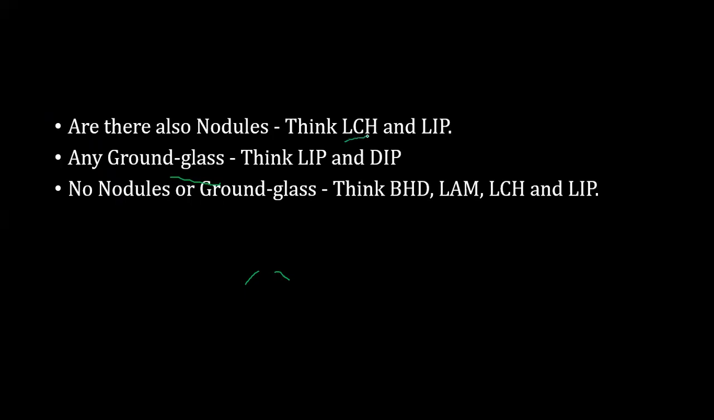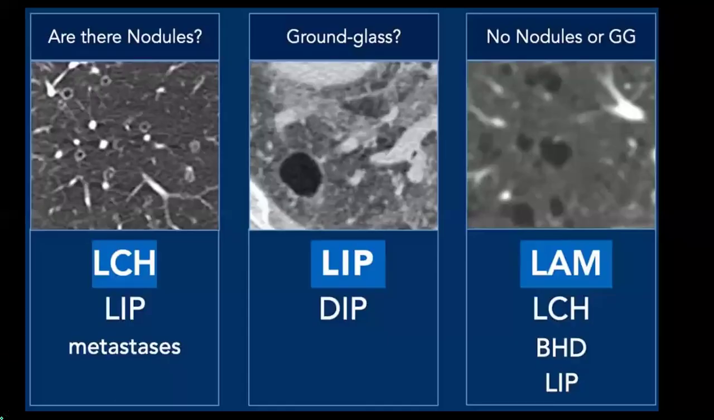First is LCH and LIP, usually seen when there is cyst in addition to nodules. If there is cyst in addition to ground glass opacity or haze, then the differentials would be LIP and DIP. And if no nodule or ground glass opacity is seen, then the differential would be very much easy. It would be BHD, LAM, LCH, and LIP.